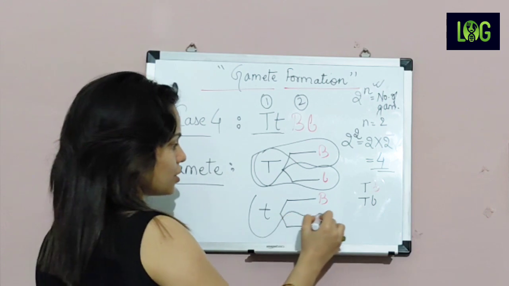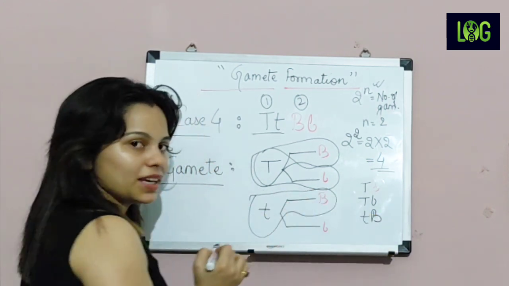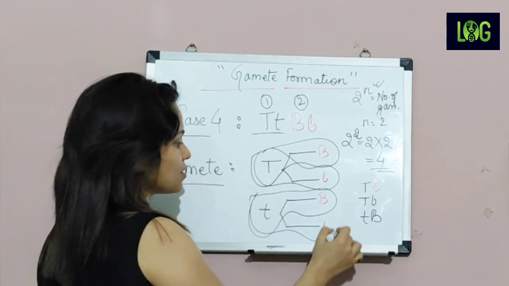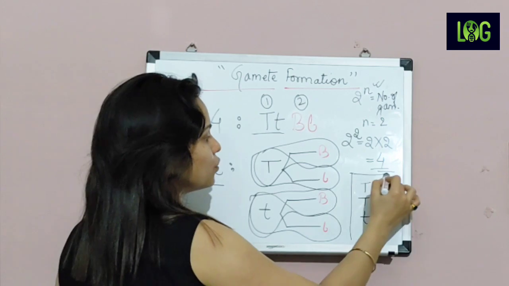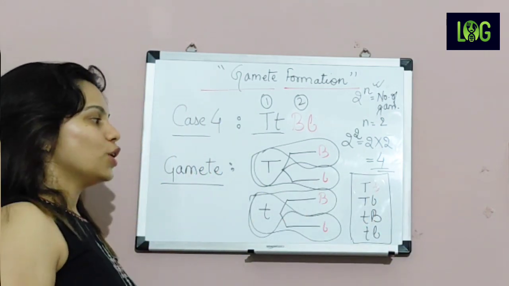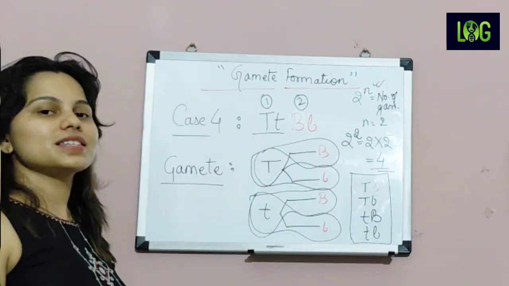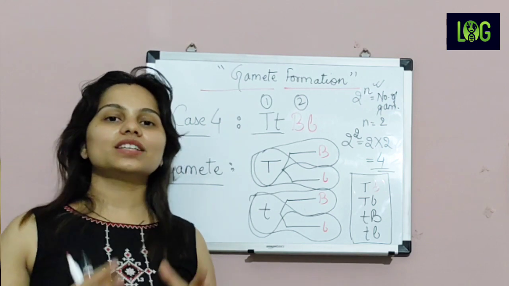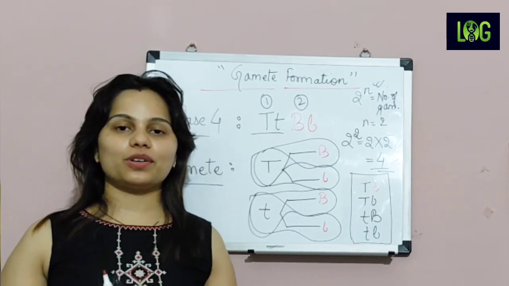Now read it in this direction, small t, capital B. Then again read it in this direction, small t, small b. And these were the 4 gametes that we have observed by the first method also. And we need to know only 4 gametes in this condition. So this is the simpler way. So these are the 2 ways by which you can go for gamete formation in a dihybrid cross.